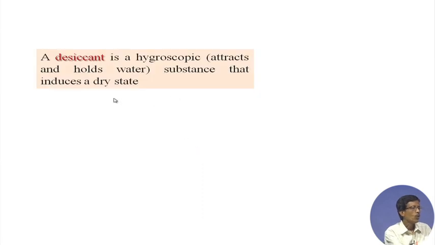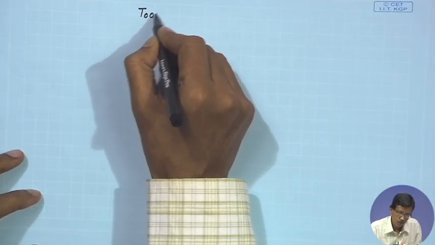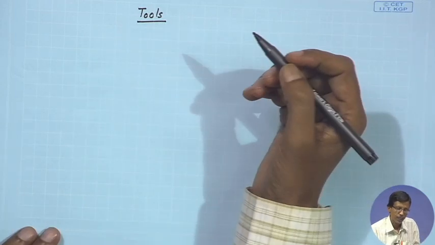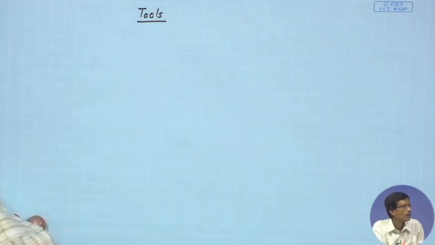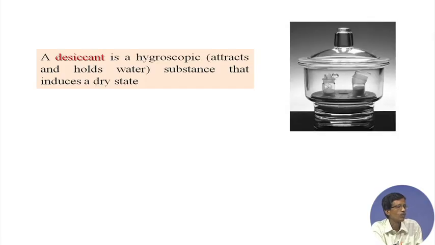So, this is weight by difference. We are also discussing the different tools, such as how we make the solution, with the volumetric flask and the conical flask. We also have a desiccator, for keeping your sample inside a dry atmosphere. We saw these in our previous class: the weighing bottles. We can have two types of weighing bottle, one capped from above and another with a normal lid.